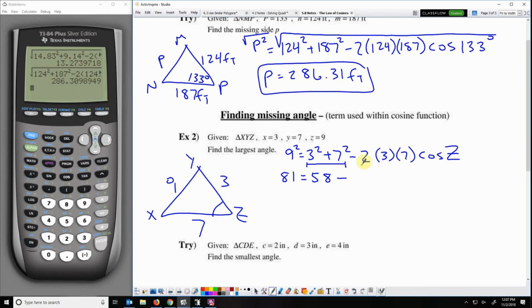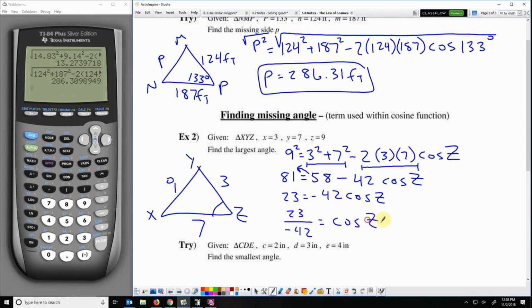And then I can multiply 2 times 3 times 7, so 2 times 3 is 6, times 7 is 42, cosine Z. Okay, so now let's subtract that 58. So 81 minus 58, and that is 23. And then I've got negative 42 cosine Z. Okay, now I can divide by negative 42, so 23 over negative 42 equals cosine Z.